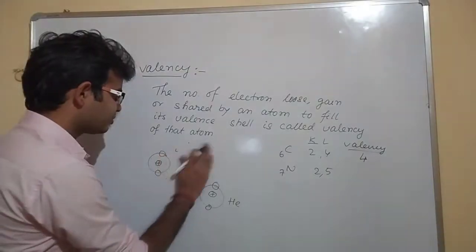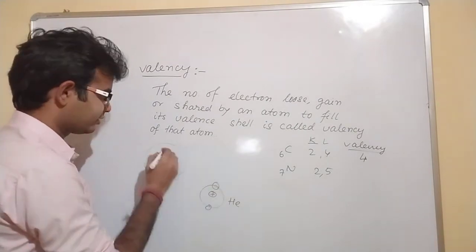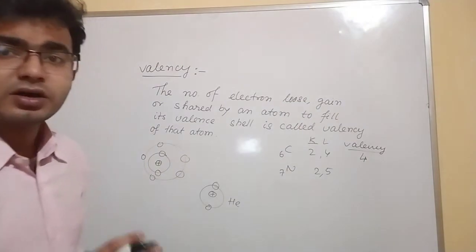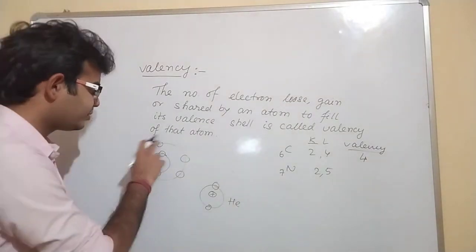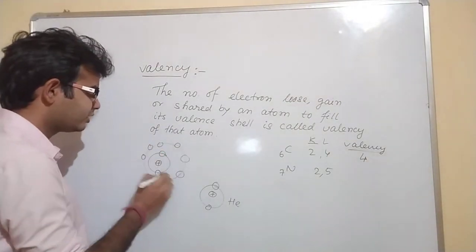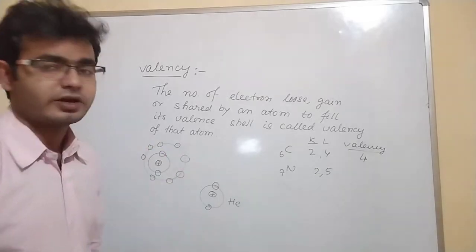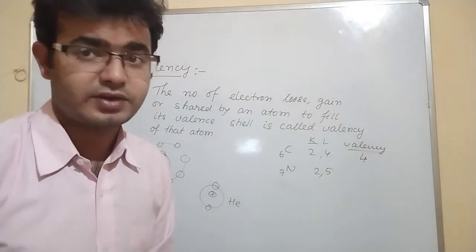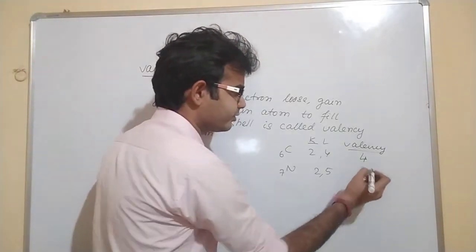देखो नाइट्रोजन के लास्ट में क्या है कि 5 इलेक्ट्रॉन है, ठीक है। अब नाइट्रोजन को अगर वैलेंस शेल को फिल करना है तो आइदर ये 5 इलेक्ट्रॉन छोड़ना होगा या फिर 3 और इलेक्ट्रॉन गेन करना होगा, तो फिर 8 हो जाएगा। So it is quite easy to gain 3 electrons rather than losing 5 electrons. That's why the valence of nitrogen will be 3.